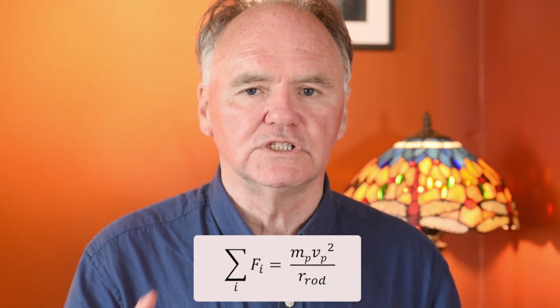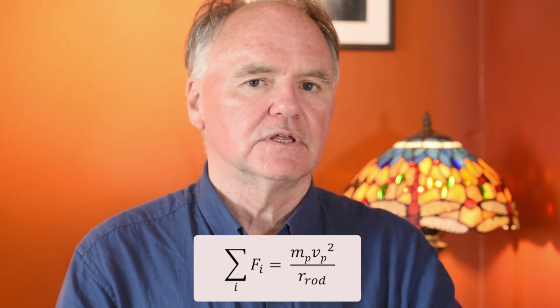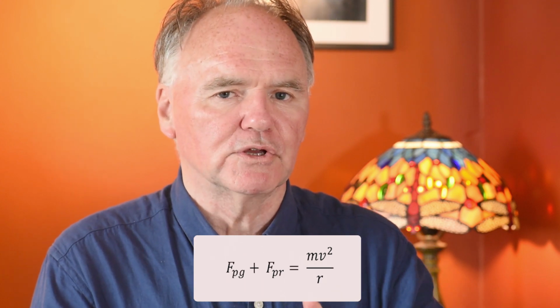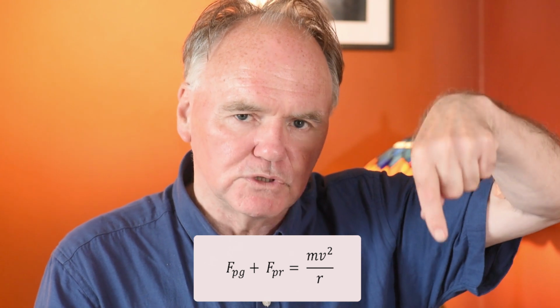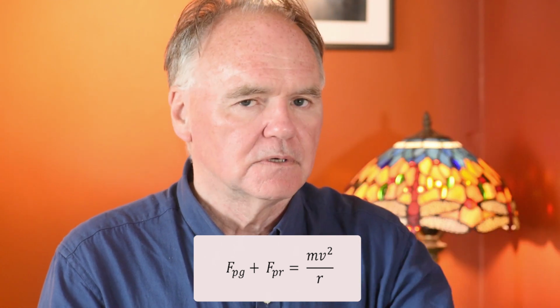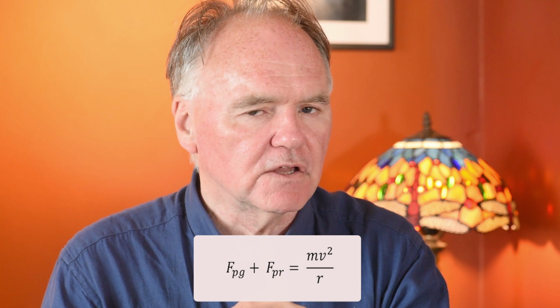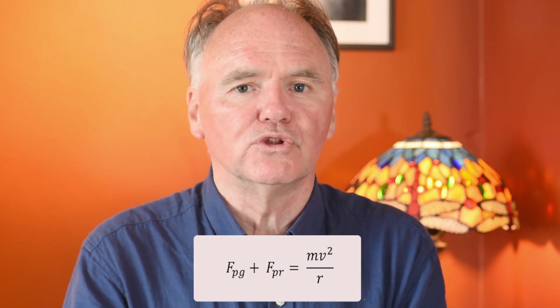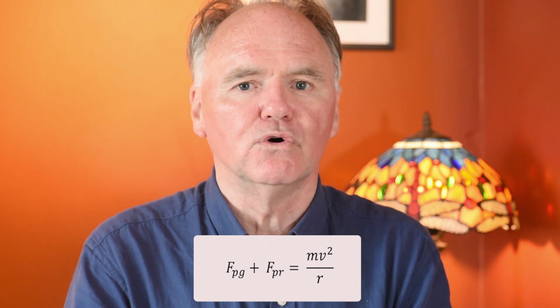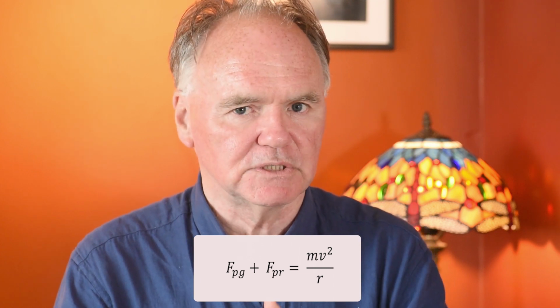So we set it up. Newton's second law. There are two forces acting on the particle. The force on the particle due to gravity is its weight, and that's always negative, always downwards. The other force acting on the particle is the force due to the rod. Now, we don't know the magnitude of that force, and we do not know its direction. That's what we're asked to work out.